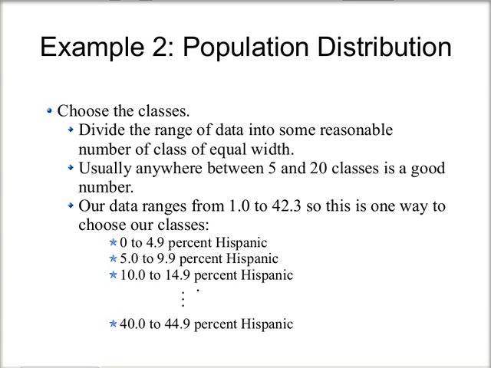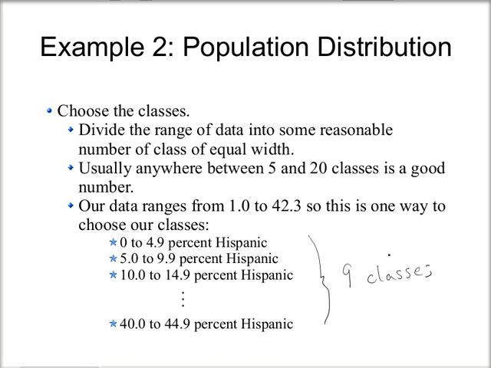So one way I could choose my classes is I could break it up into 5% intervals, and I've done that here. My lowest interval is 0 to 4.9%, and that includes my smallest value of 1.0. And then my highest interval is 40.0 to 44.9%, and that includes my highest value of 42.3%. And this divides it up into 9 classes, so that's a good number to have.